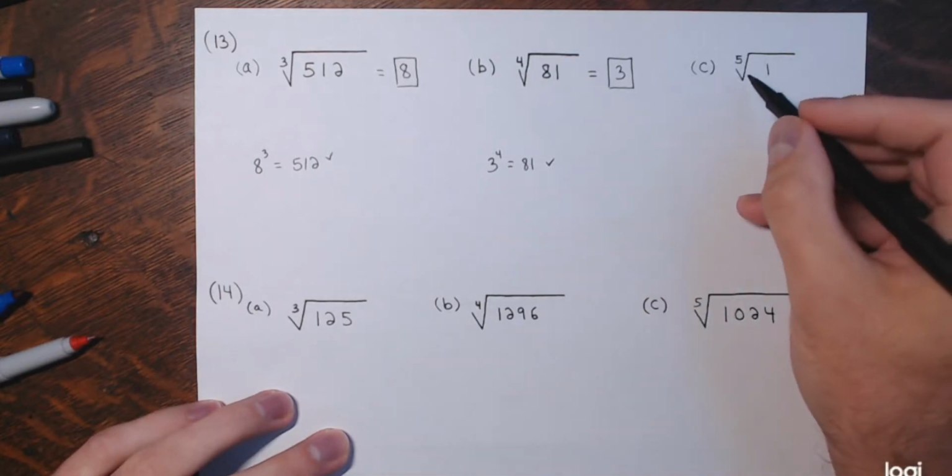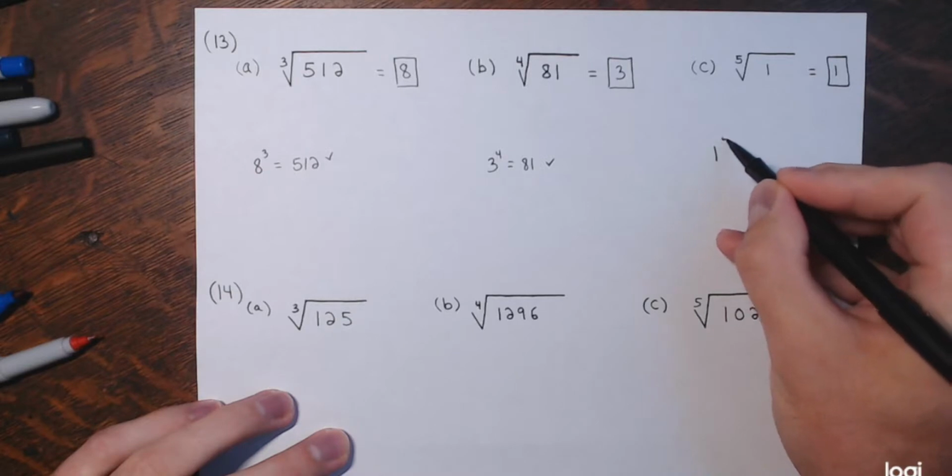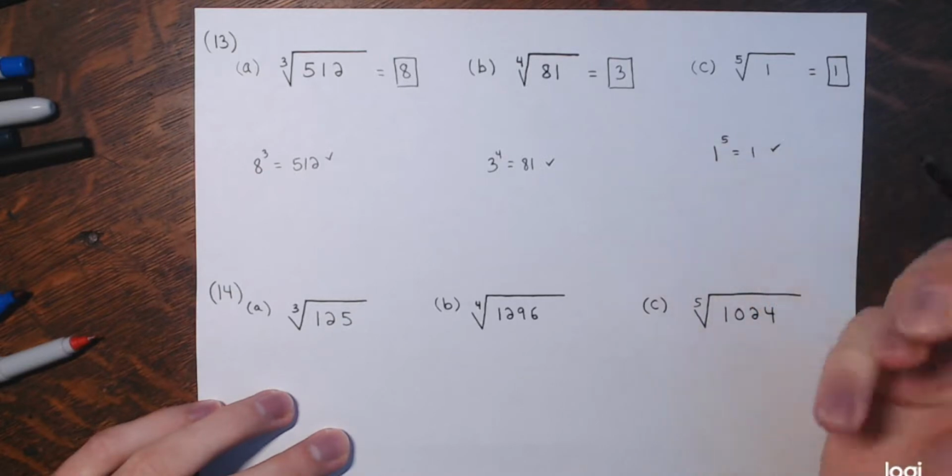Part C, what's the fifth root of 1? Well, 1's easy. That would just be 1. Right, because 1 to any power is 1. Right, 1 to the fifth power is definitely 1. Right, works.